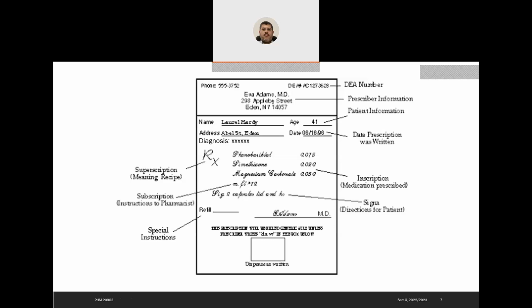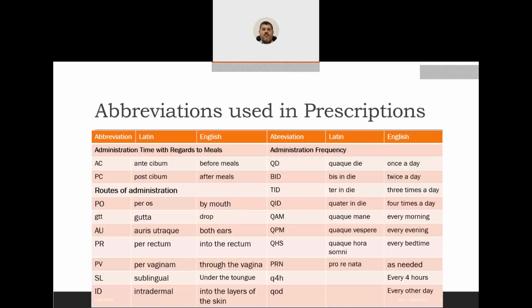Then without going to the physician to get a new prescription. But by the end of the 6 months, he should visit the physician again, follow up, and check his disease with the physician, and then he may get a new prescription after this. Okay? In order to be able to dispense medications, you should be familiar with the abbreviations used in prescriptions.